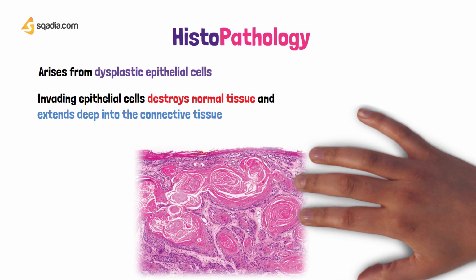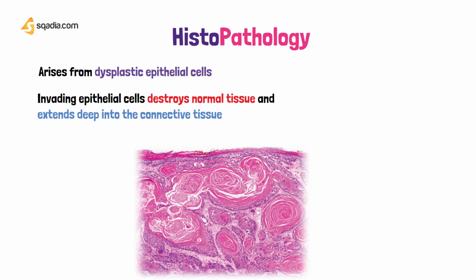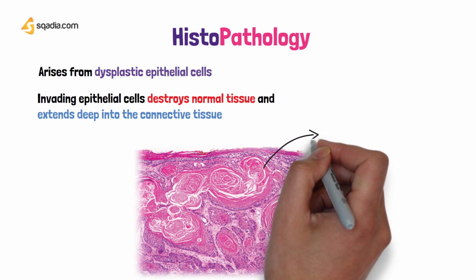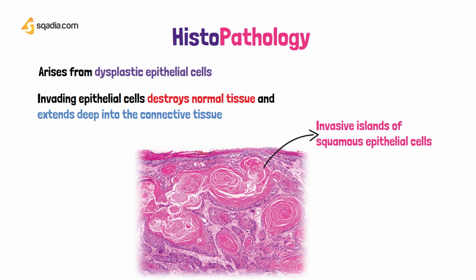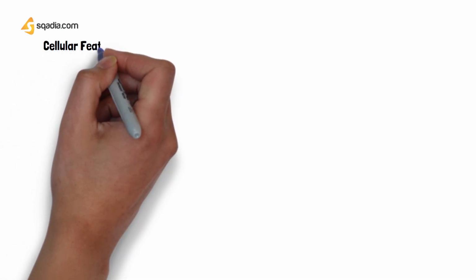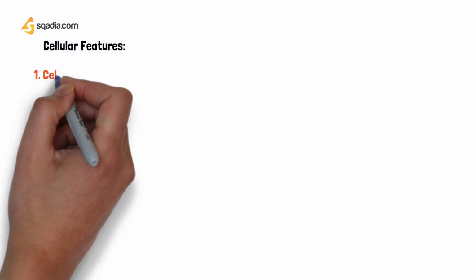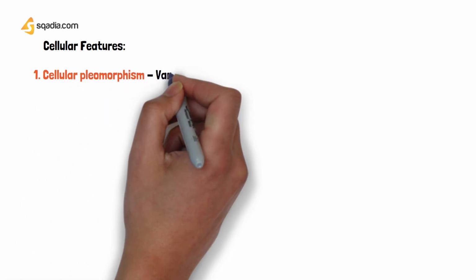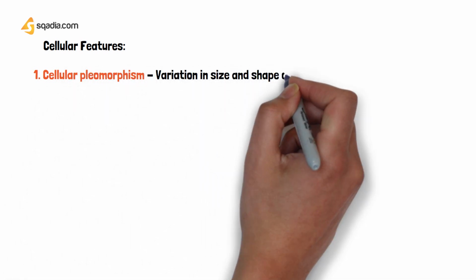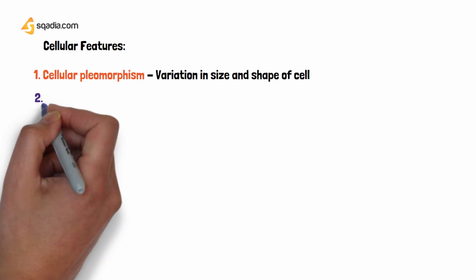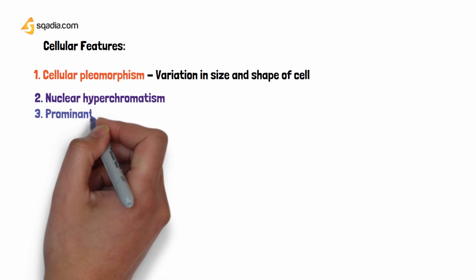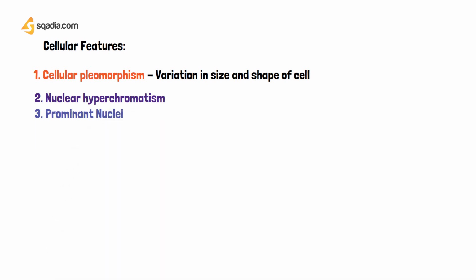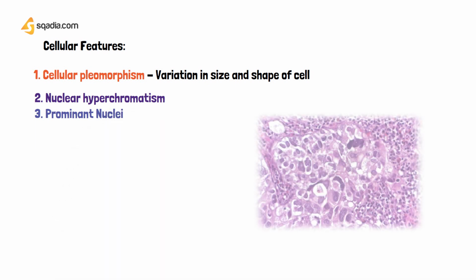As we can see in this slide, we can appreciate the presence of invading islands of squamous epithelial cells. Now, let's talk about the cellular features. There's going to be cellular pleomorphism. Cellular pleomorphism is the variation in the size and shape of the cell. Nuclear hyperchromatism is basically darkly stained nuclei, and there's also going to be the presence of prominent nuclei. So, very darkly stained and prominent looking nuclei.